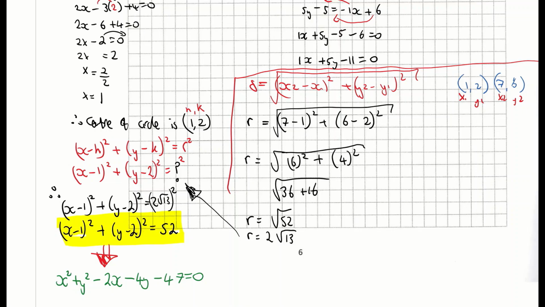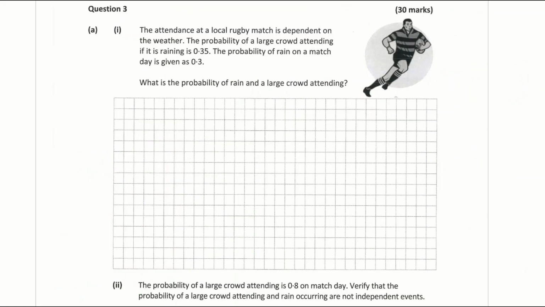Scrolling down to question 3. Question 3a part 1: the attendance at a local rugby match is dependent on the weather. The probability of a large crowd attending if it is raining is 0.35, and the probability of rain on a match day is given as 0.3. If we read this sentence again, the probability of a large crowd attending if it's raining is 0.35, that's basically the same as saying given. So I'm going to write the word given here. It's like the probability of a large crowd attending given that it is raining is 0.35.